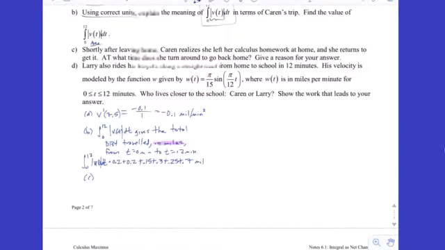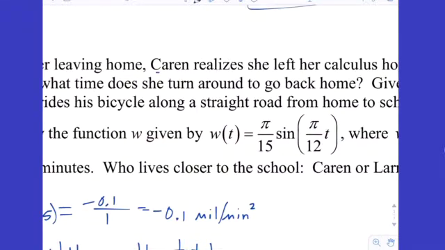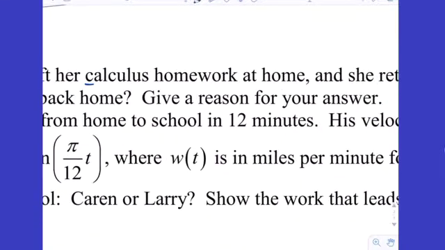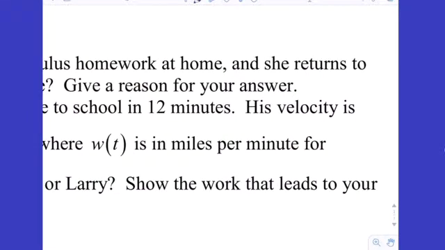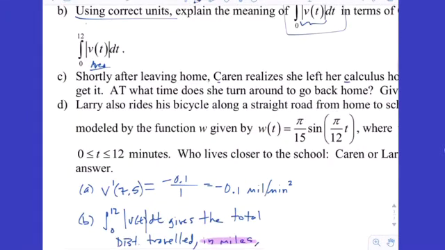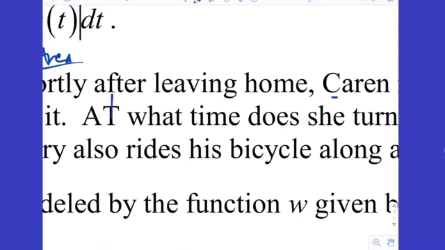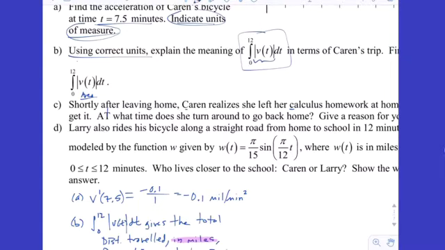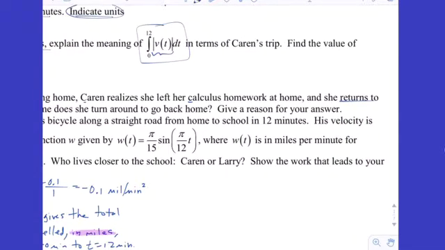All right, part C. Shortly after leaving home, Karen with the C realizes that she left her calculus homework at home. Silly Karen thinks homework means that's where the work stays. And then she returned to home to get it. At what time? On the actual test, it was a lowercase t. At what time does she turn around to go back home? Give a reason for your answer. And that's all we're doing here.